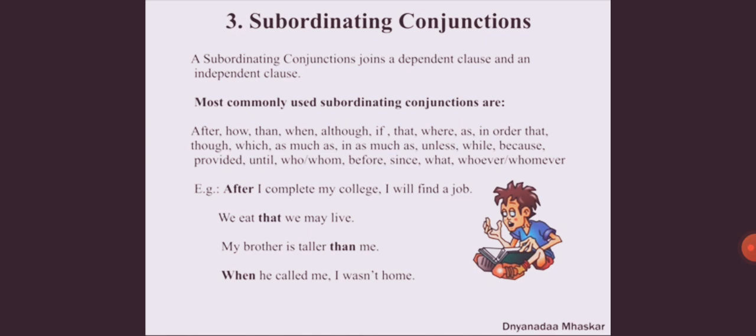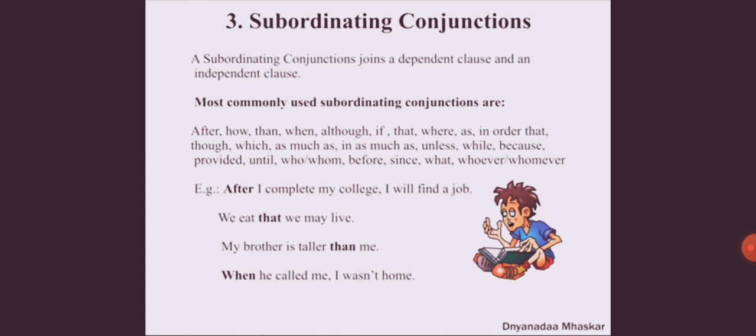A subordinating conjunction joins a dependent clause and an independent clause. Most commonly used subordinating conjunctions are after, how, than, when, although, if, that, where, as, in order that, though, which, as much as, in as much as, unless, while, because, provided, until, who or whom, before, since, what, whoever, whomever.